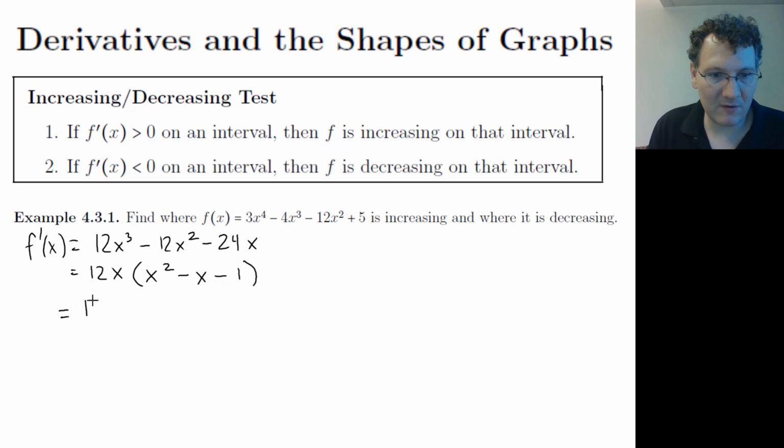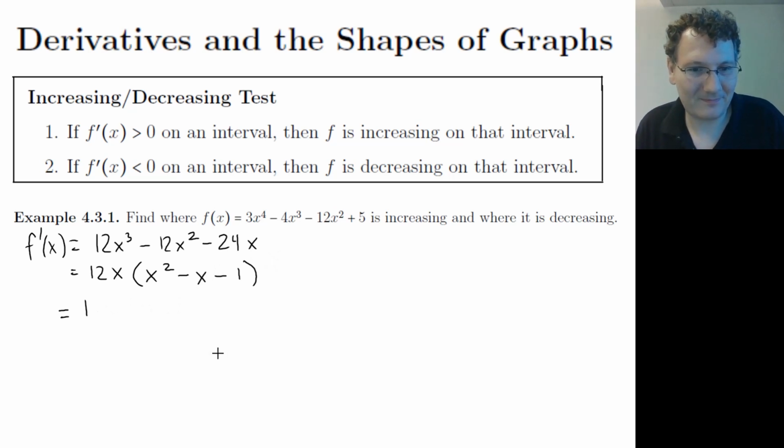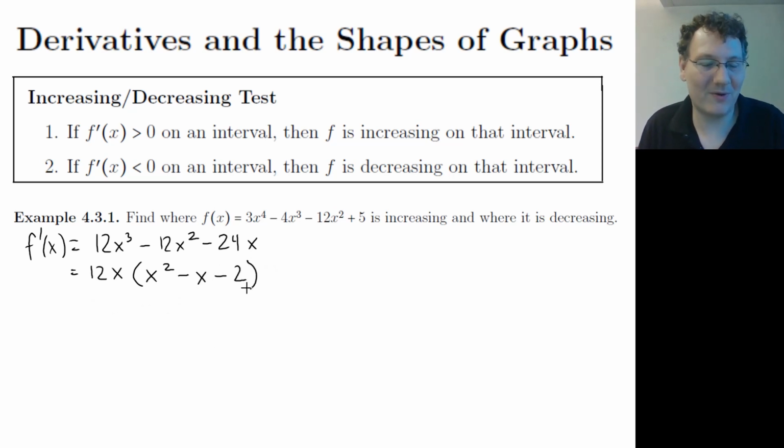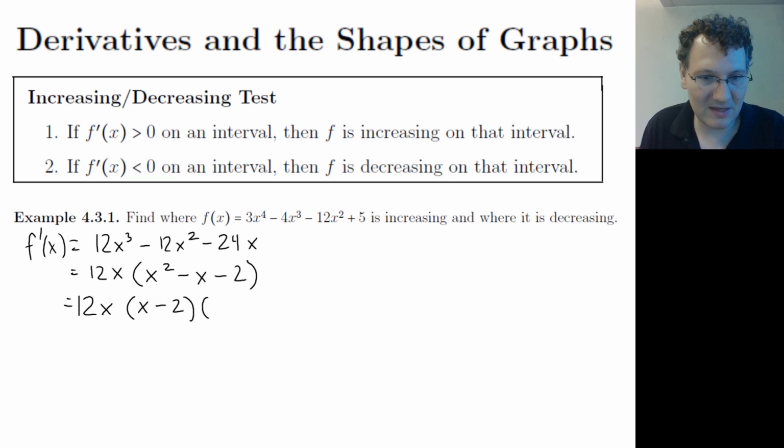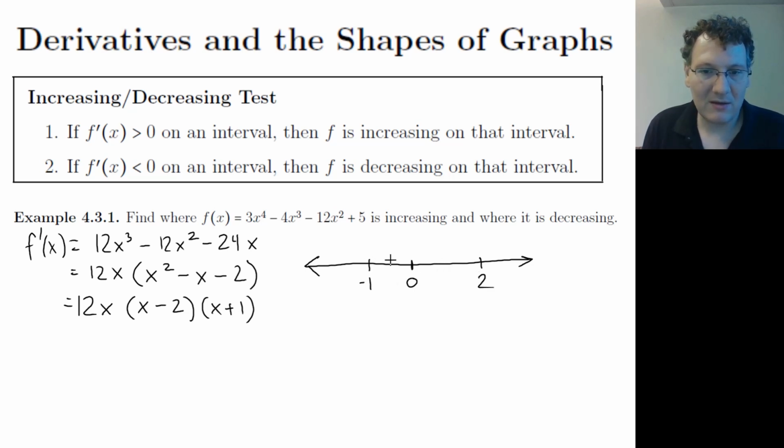And we can factor that even further. Okay, so you can see if we factor this further, 12x times x squared minus x minus 2 would be 12x times x minus 2 times x plus 1. So if you think about the sign of this thing, it's going to change at 0, it's going to change at positive 2, and it's going to change at negative 1.